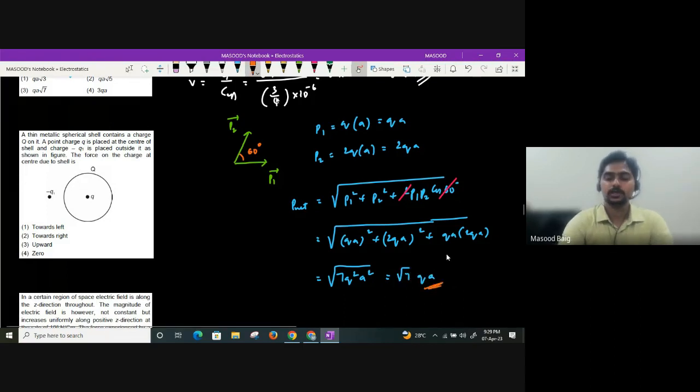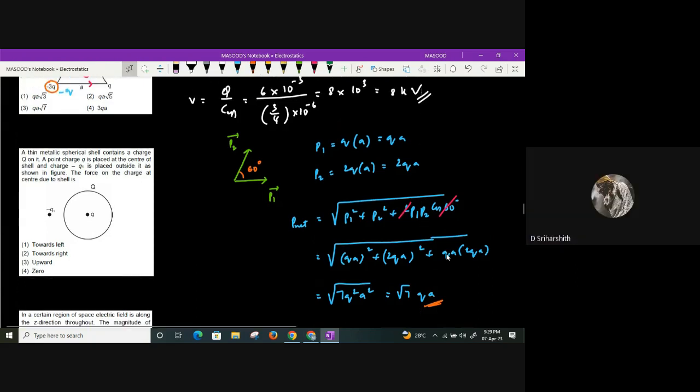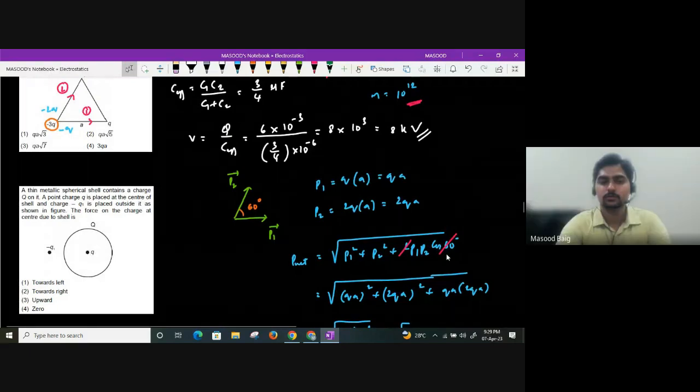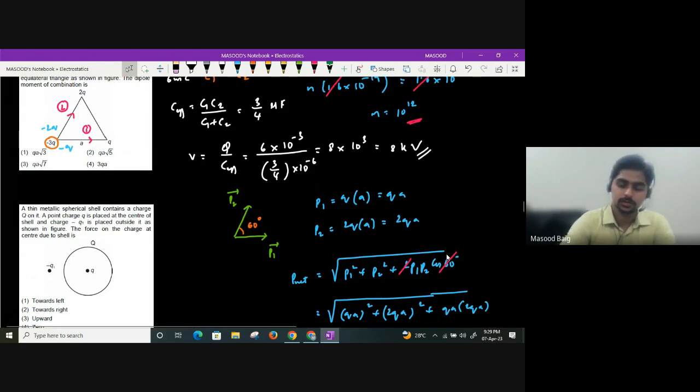So again, definitely such types of questions will also be asked. Cos 60 is half and the 2 gets cancelled, right? So root 7 qa will be the answer for that.